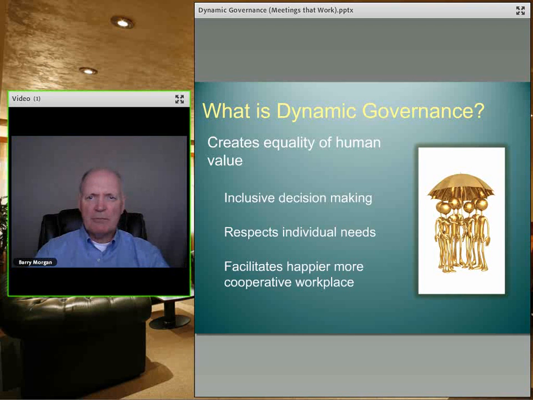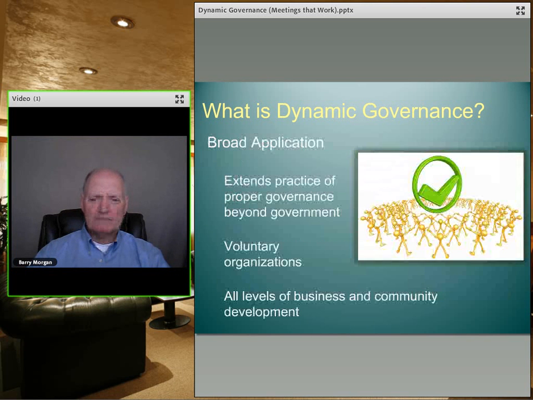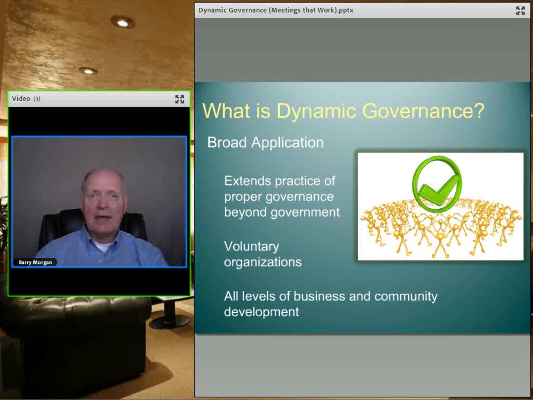When decisions are made, everybody in the organization is involved in that decision-making process in one way or another. Thereby, it respects the human individual needs of the members of that community or organization, and it facilitates a happier and therefore more productive workplace. Dynamic governance has a broad application. It extends practices of proper governance beyond simply government and moves it on down to voluntary organizations and now more recently to all levels of business and community development.